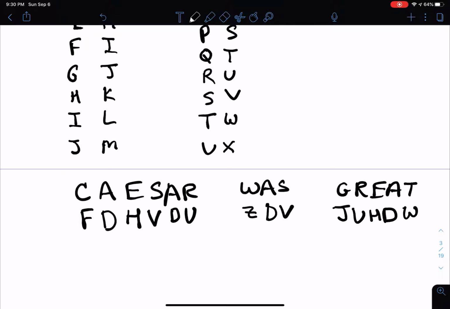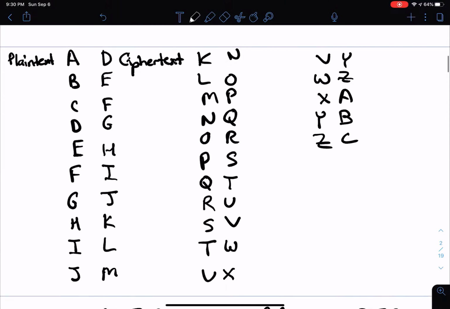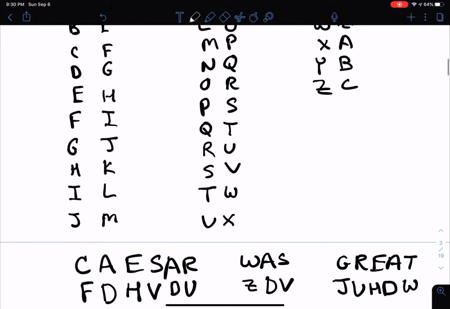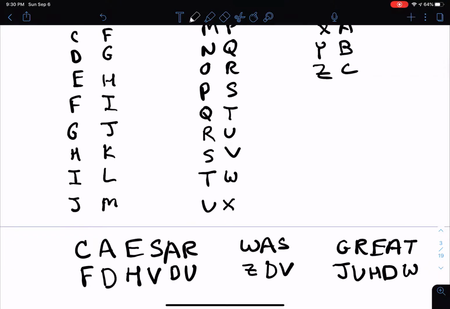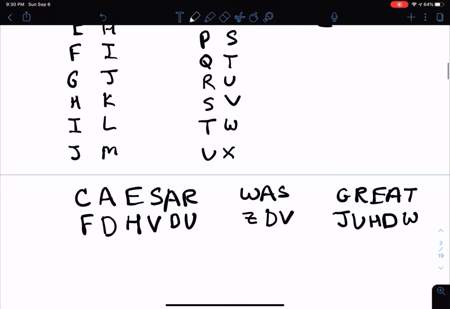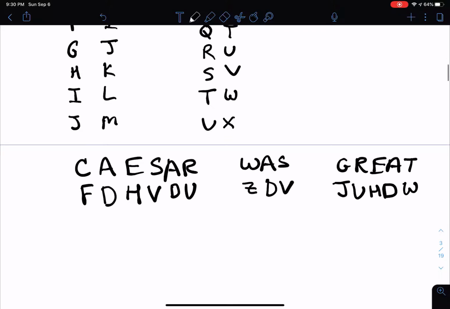He would send that message. Cicero would get it, and then Cicero would know to go the other direction from ciphertext to plaintext. So he'd get the F, and he'd know to go from F back to C. He'd get the D, and he'd know to go back to A, and so on. And you could say, oh, Caesar's talking about himself again. He was great. What does he mean by was? He still is. What's going on here? Yeah. Anyways.